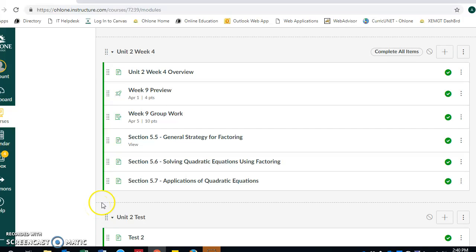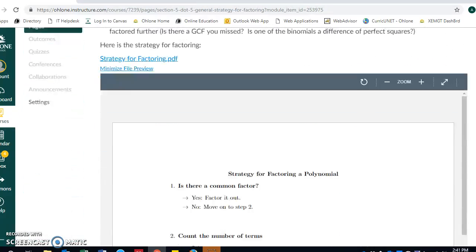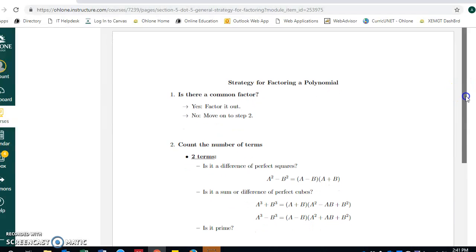Last week, you started the process of learning how to factor two-term, three-term, and four-term polynomials. This week, you're going to start off with what's the general strategy for factoring? How do you go through the process of taking any polynomial and factoring it into a product of polynomials? And there's a step-by-step process, and I've laid it out for you here.